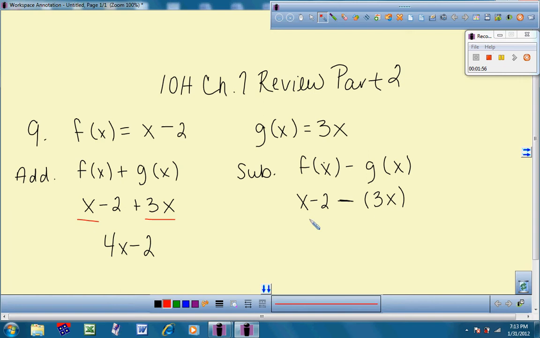We can now combine like terms. 1x and a negative 3x gives you negative 2x, and attach the minus 2. f of x minus g of x is negative 2x minus 2.